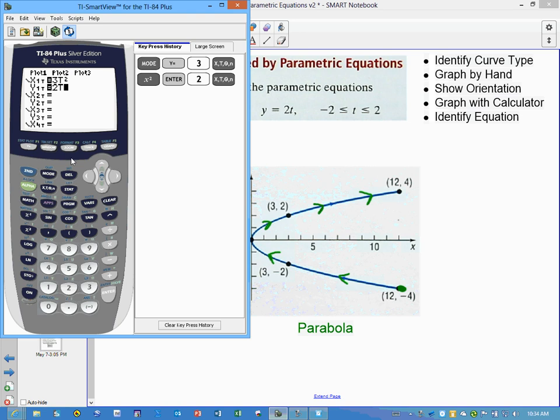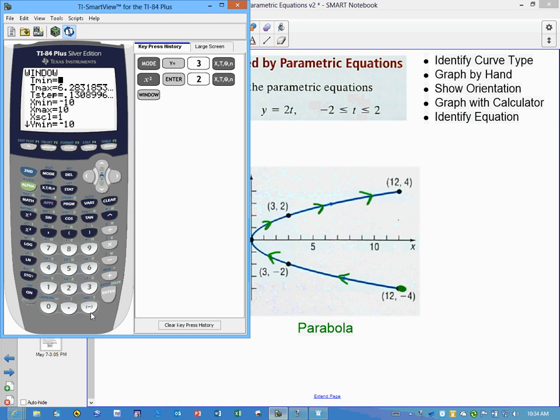And for our window, we don't want to go to the graph just yet, because we need to identify the t min and max, and this is a lot like in polar equations when you had theta min and max. We want to think of the interval. What values of t do we care about? We care about from -2 to +2. That interval is given to us.